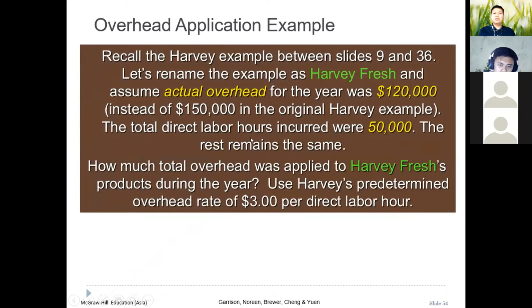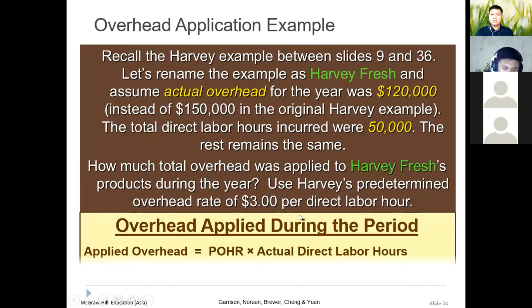Let's have this one. Recall the Harvey example between slides 9 and 36. Let's rename the example Harvey Fresh and assume actual overhead for the year was 120,000 instead of 150,000. The total direct labor hours incurred were 50,000. The rest remains the same. Now let's just try to remember them. Now let's go back to 9 and 36. Now, how much total overhead was applied to Harvey Fresh products during the year? Use the predetermined rate of $3 per direct labor hour. Let us see. Let's look at the computation.